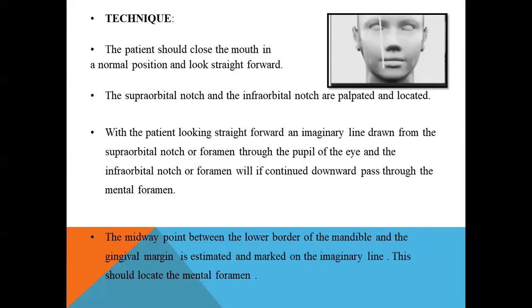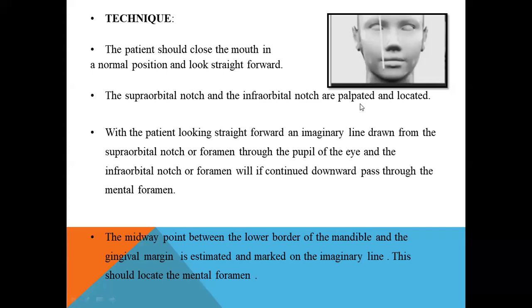What is the technique? The patient should close the mouth in a normal position and look straight forward. This picture shows that the patient has to look straight forward. Palpate the supraorbital notch and the infraorbital notch and locate them. With the patient looking straight forward, an imaginary line is drawn from the supraorbital notch, through the pupil of the eye and the infraorbital notch or foramen, and continues downwards, passing through the mental foramen. So you have to draw a straight line when the patient looks forward, from the supraorbital notch, infraorbital notch to the mental foramen.